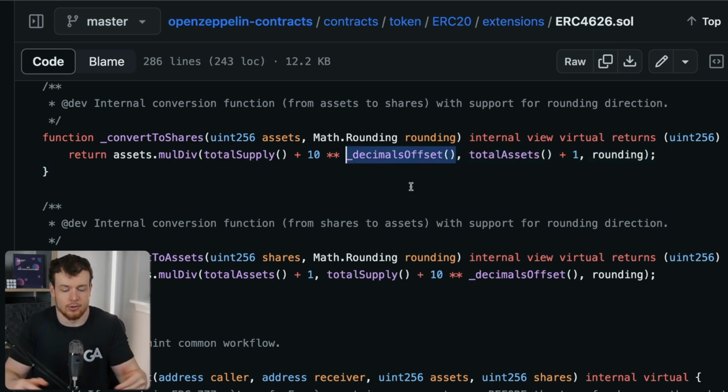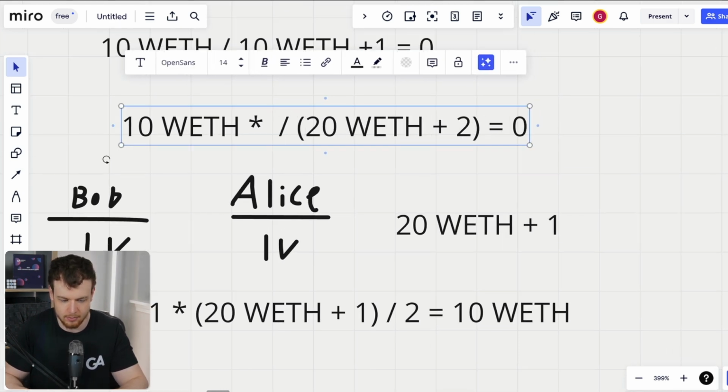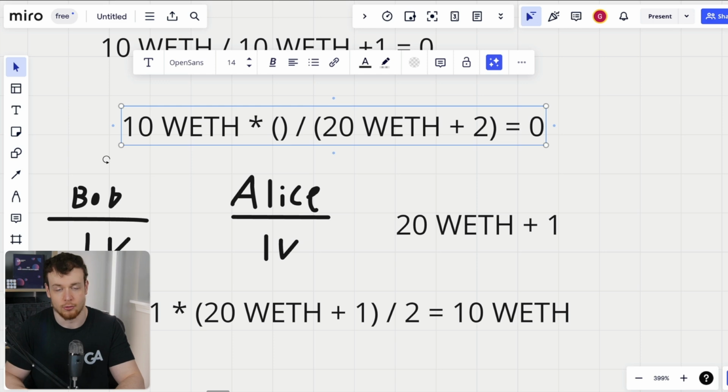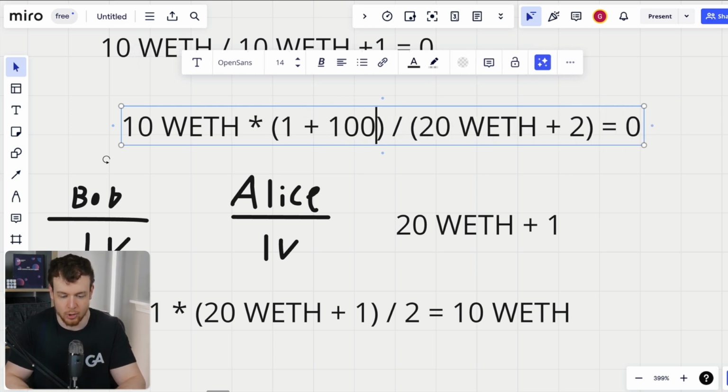Well, if we increase the decimal offset to, let's say, 2, so instead of adding 1 in the numerator here to convert to shares, we're going to add 100. Let's have a look at what that does. So this would be 10 wrapped ETH times the total supply, 1, plus the decimal offset, which is 100.